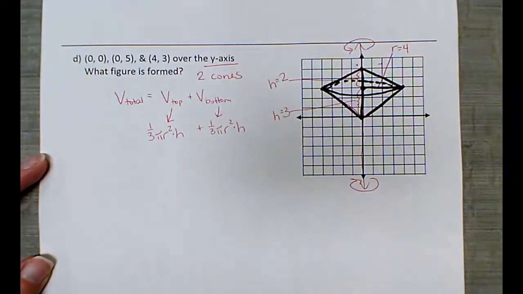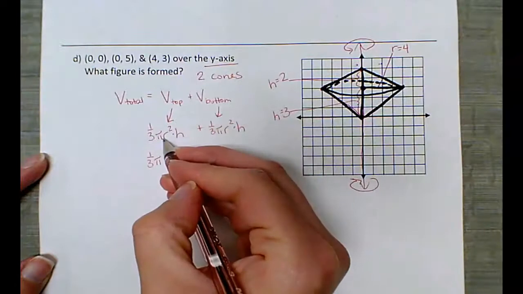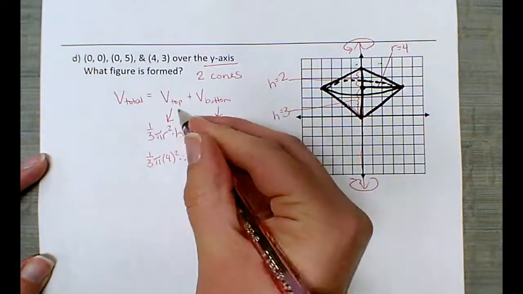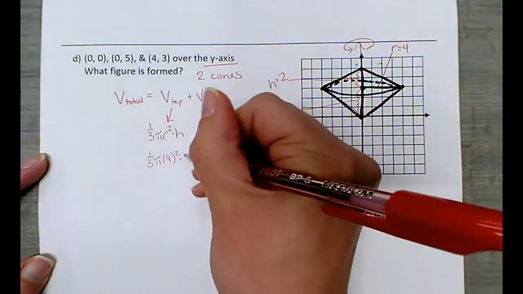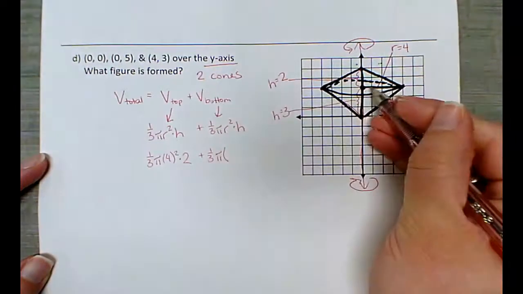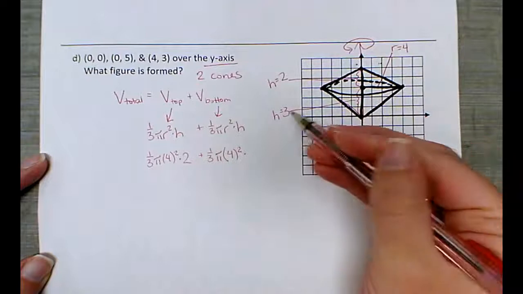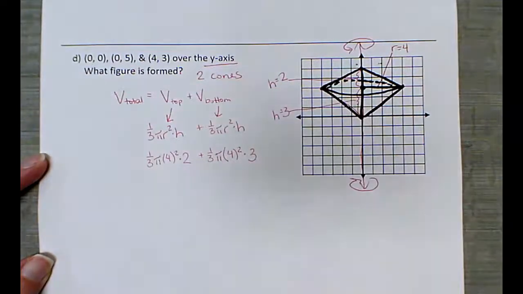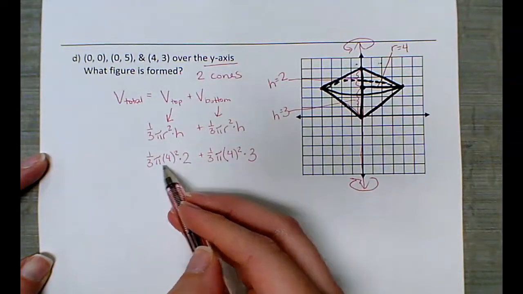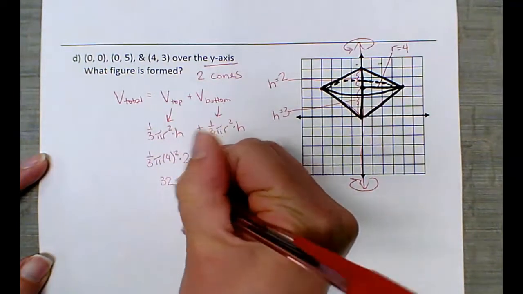So when I insert my dimensions into the formula, I have 1/3 times pi times the radius of the top cone, which is 4, squared, times the height of the top cone, which is 2, plus 1/3 times pi times the radius of the bottom cone, which again is 4, squared, times the height of the bottom cone, which is 3. 4 squared is 16. 16 times 2 is 32. 32 times pi is 32 pi, and 32 pi times 1/3 is 32 pi over 3.